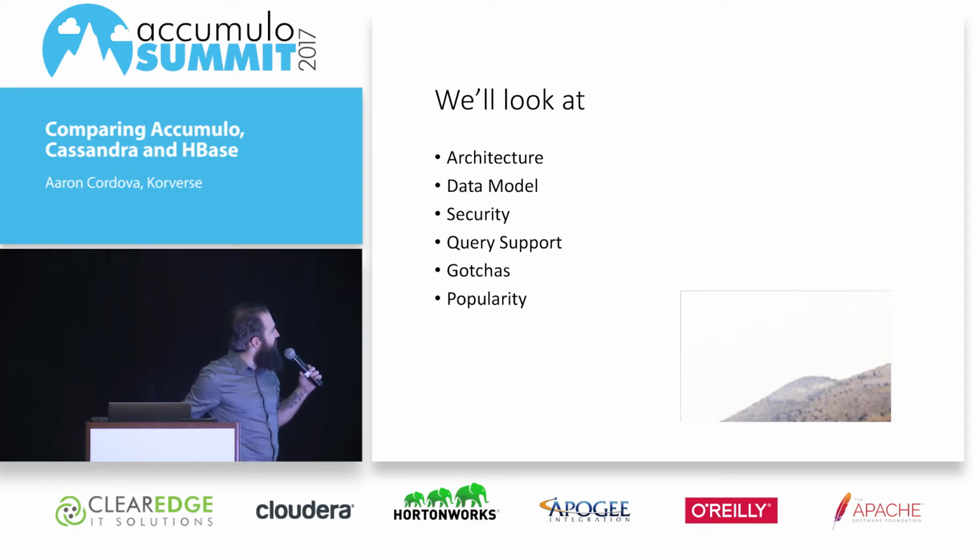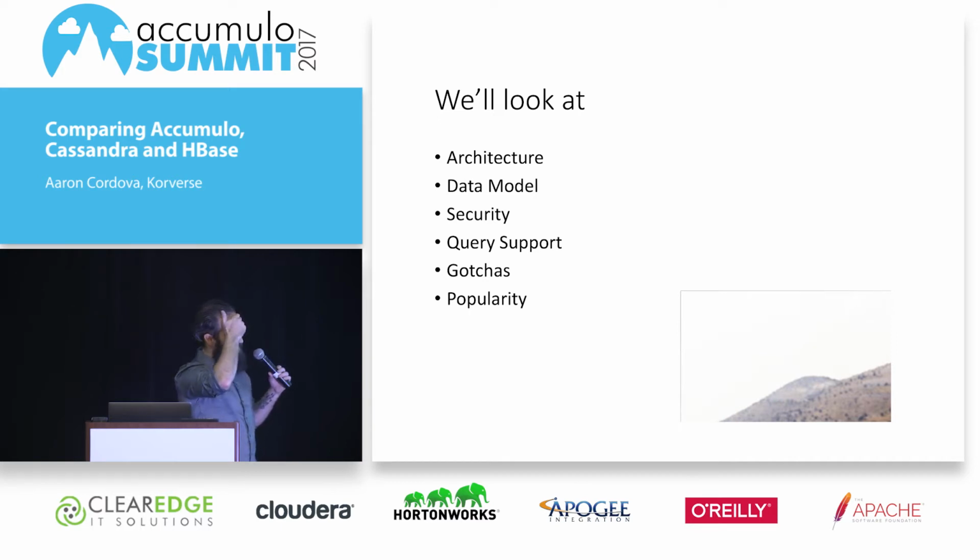So, okay, we're going to talk about Accumulo, HBase, and Cassandra. And for each one, I'm going to talk about the architecture, the data model, security, query support, gotchas, and popularity. And I think these are reasons why you should consider using something. So, the basic architecture and data model: does it fit your problem?